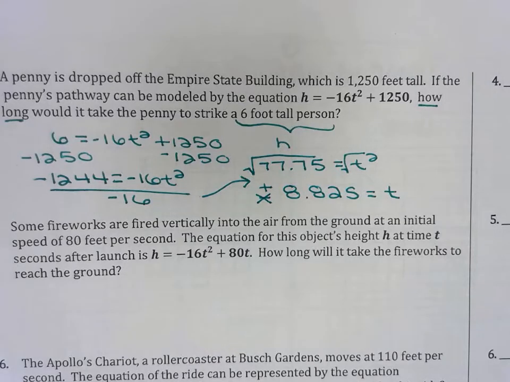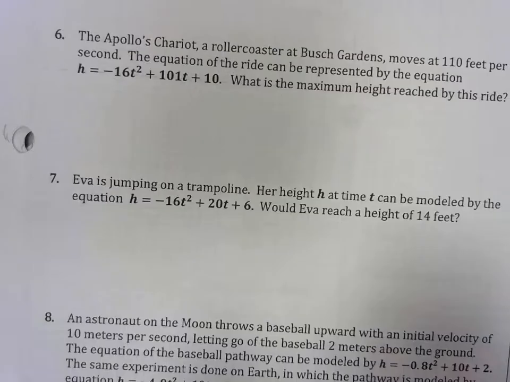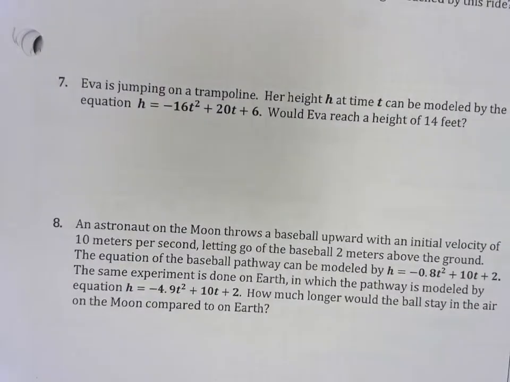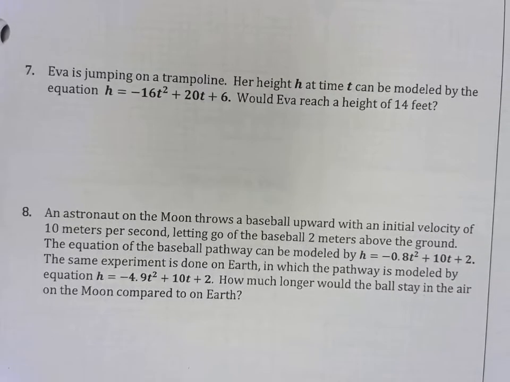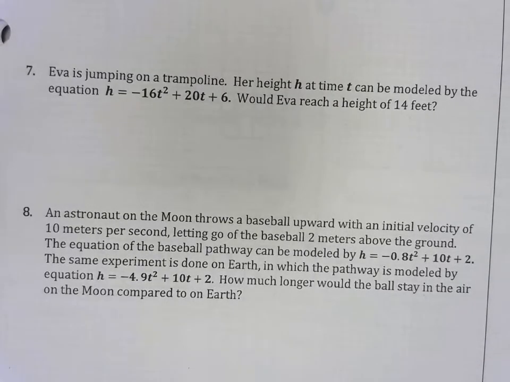Okay. And let's do 7 and we'll be done for today. Let's look at 7. Okay, Ava is jumping on a trampoline. Her height h at time t can be modeled by the equation h equals negative 16t squared plus 20t plus 6. Would Ava reach a height of 14 feet?